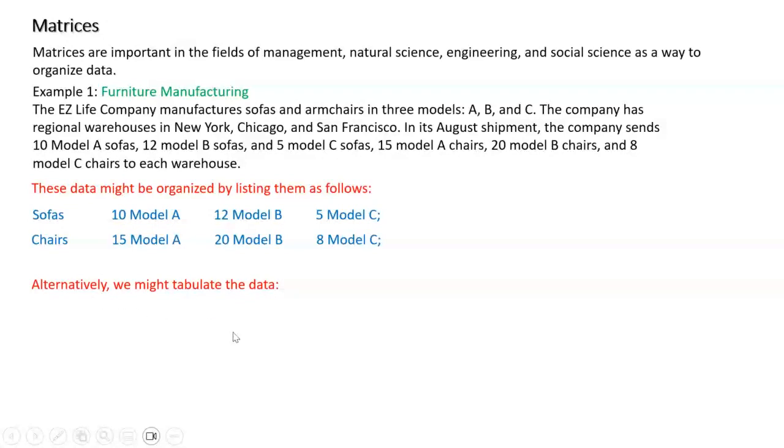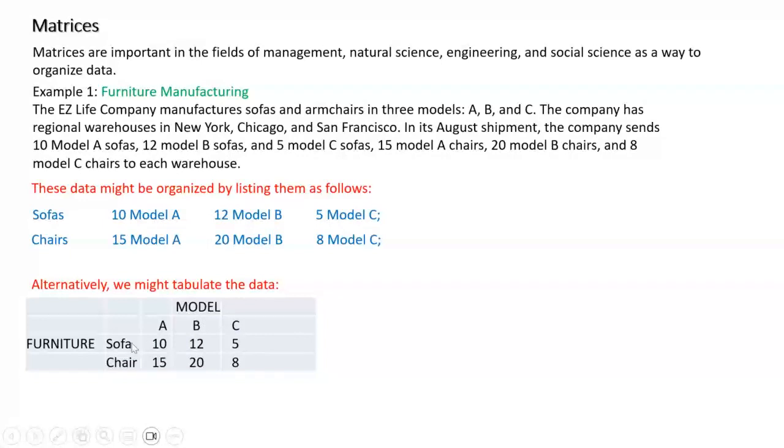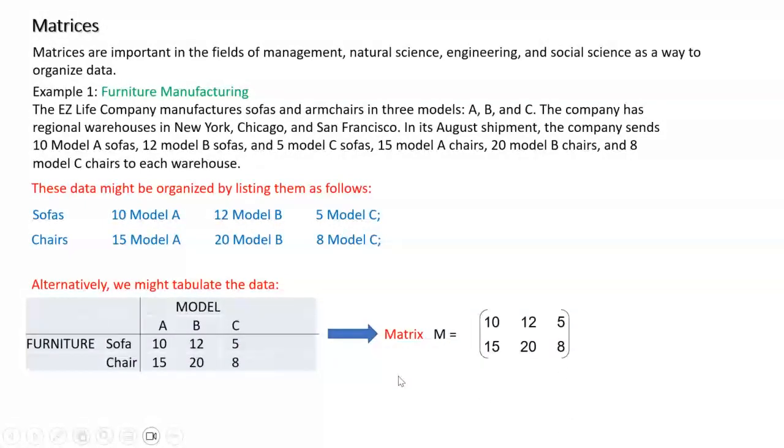Also, we can tabulate the data, which will be in this form here, like an invoice. This is the furniture, and across is the model. This can also be organized in a matrix. Okay, this is a matrix.